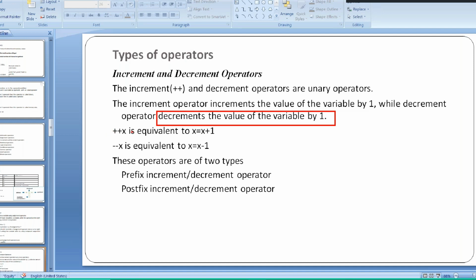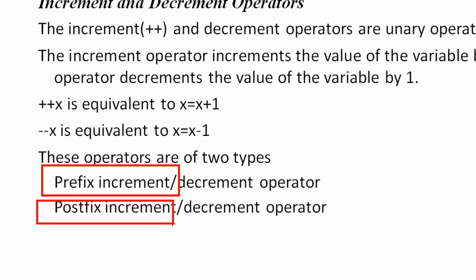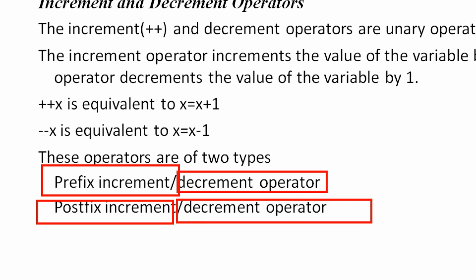See, plus plus x is equivalent to x equal to x plus 1, and minus minus x is equal to x equal to x minus 1. And again, these increment and decrement operators are divided into two types. One is pre-increment, another is post-increment. Similarly, the decrement is also pre-decrement and post-decrement. Let us see examples of this.